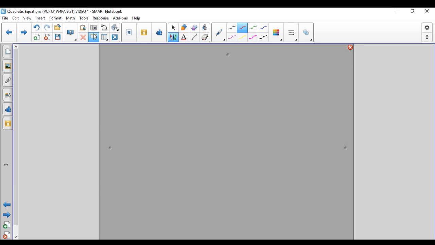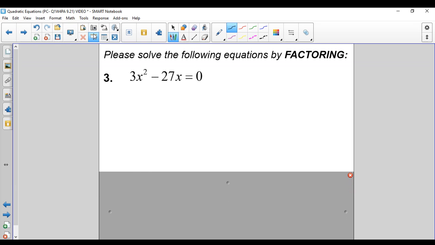Next, I'm actually going to switch this. I had a little typo. I'm going to make that a cube. So 3x cubed minus 27x, GCF again. Take out a 3x, we're left with an x squared minus 9 equals 0.